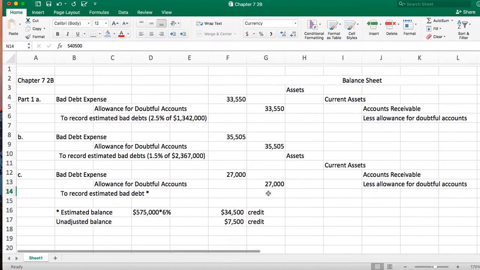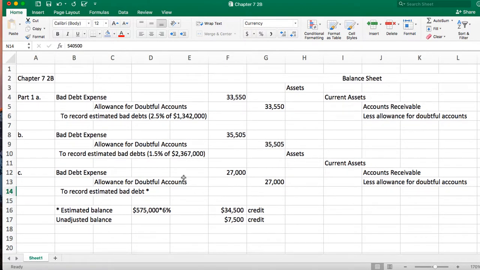The explanation is in the book, but the main thing to remember is when you're doing a percentage of sales, you'll just do a straight percentage in the journal entry. But if you're doing an aging or a percentage of your accounts receivable, then you'll have to show the difference to determine how much your debit and credit is for the allowance account.